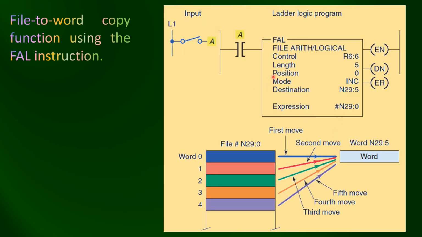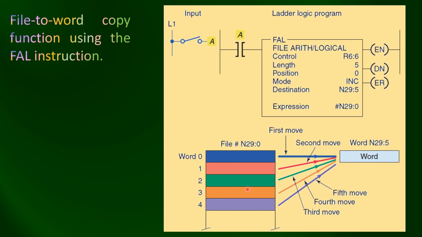So from this file arithmetic logic FAL instruction, we can move the data from a file to a word. So what happens here, it is written R66 and the length is 5. This means it will operate on 5 words in a file. So the expression is 29. So this means that it is file number 29 oblique 0. So it will take word 0, 1, 2, 3, 4. So in total they are 5.